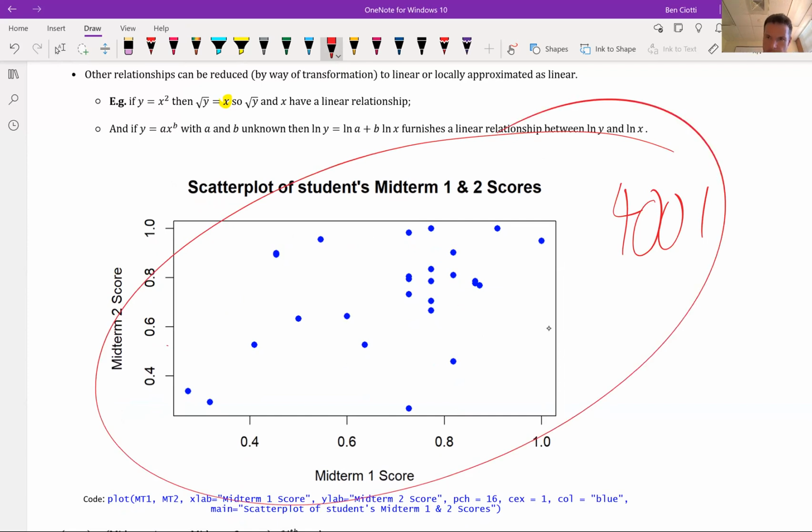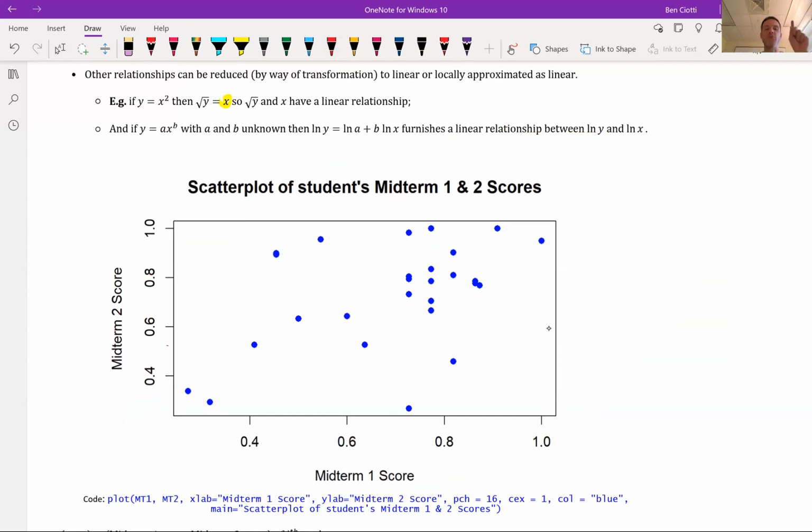So somewhere on this plot, you should be able to find the point which contains your midterm 1 score as the x coordinate and your midterm 2 score as its y coordinate. For example, this student looks like they got about 60% on both midterms. This student looks like they got just a little bit less than 80% on the first midterm, but got like 100% on the second. So good for that student. They made a good improvement in their score.